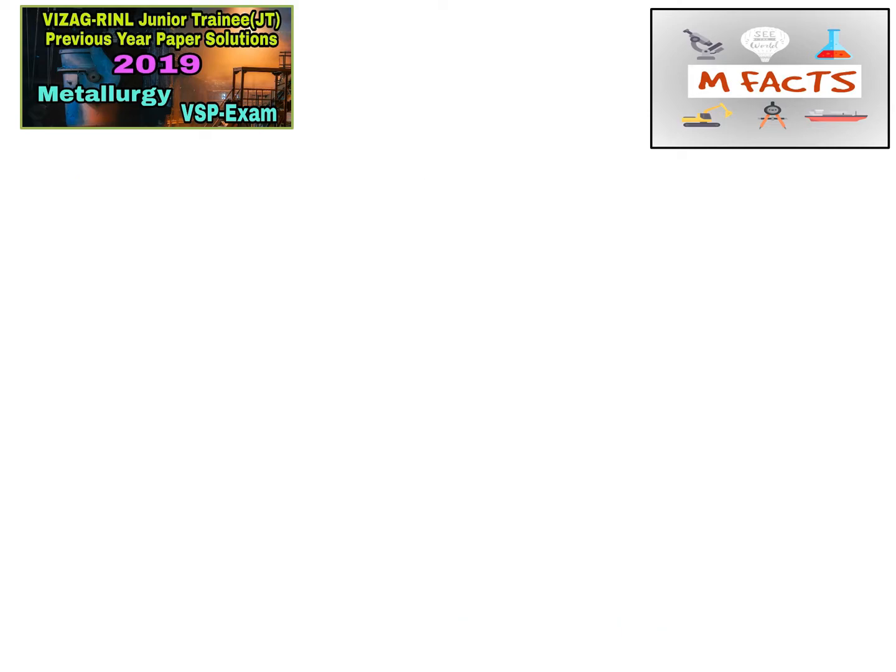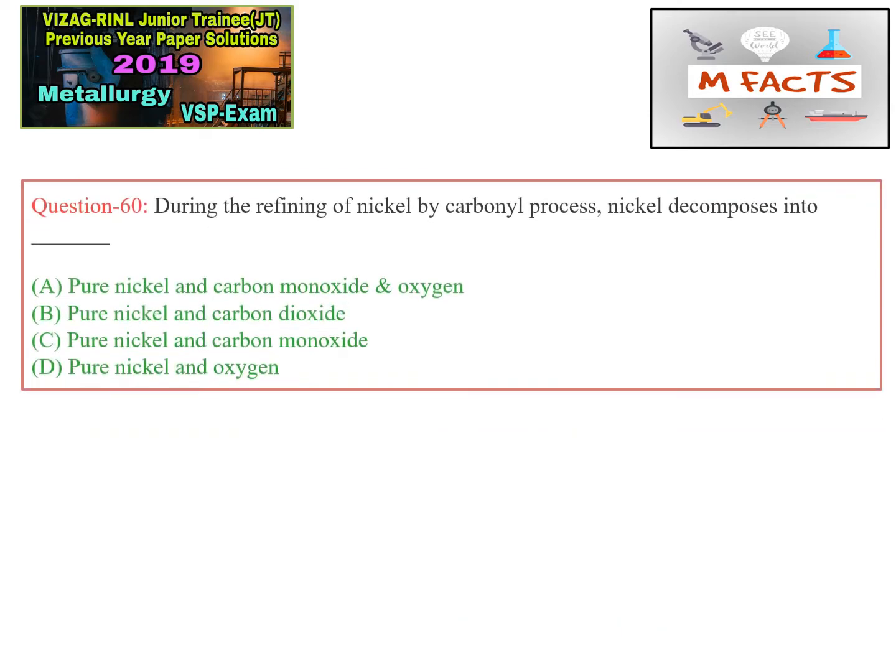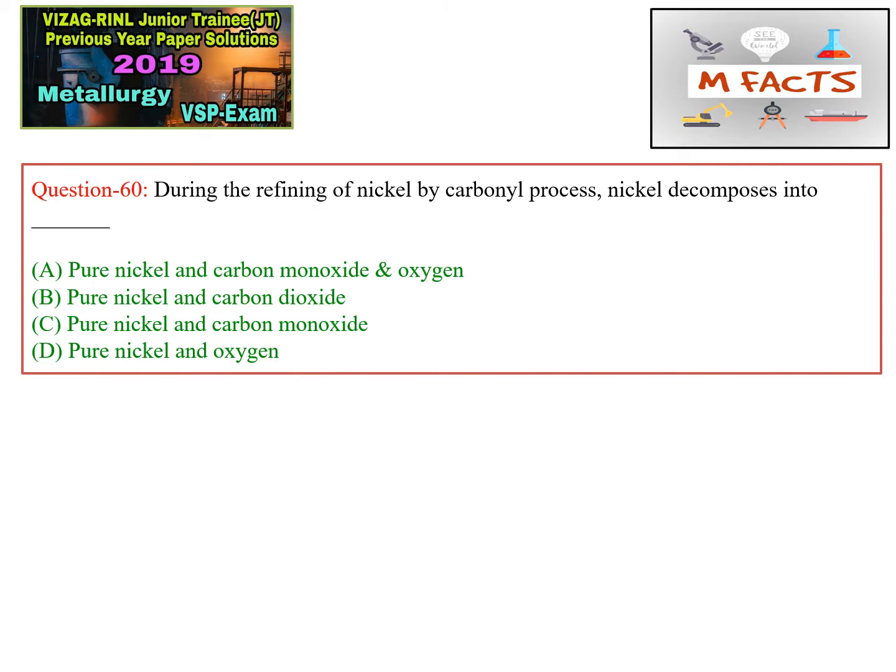Okay, so the next question is: during the refining of nickel by carbonyl process, nickel decomposes into. The options are: A, pure nickel and carbon monoxide and oxygen. B is pure nickel and carbon dioxide. C is pure nickel and carbon monoxide. D is pure nickel and oxygen.